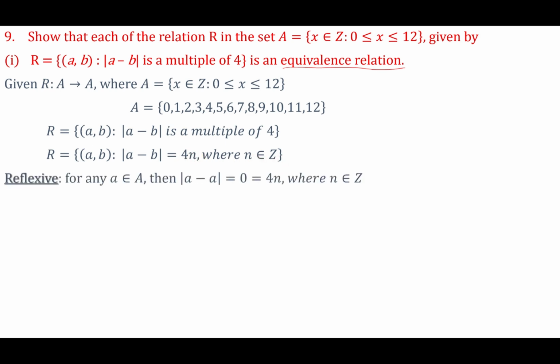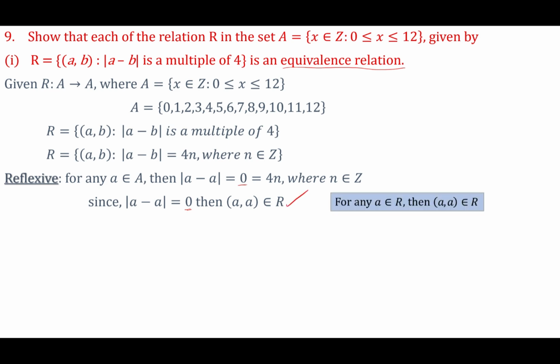At first, reflexive. For any element a belonging to A, |a − a| = 0, and 0 is a multiple of 4, since 4 times 0 is 0. So since |a − a| = 0, (a, a) belongs to R, which means it is reflexive. This is the definition of reflexive: for any a belonging to A, (a, a) belongs to R. Therefore, it is reflexive.